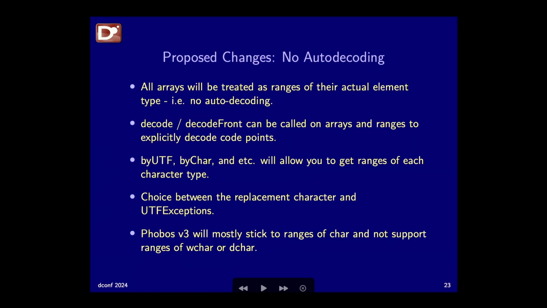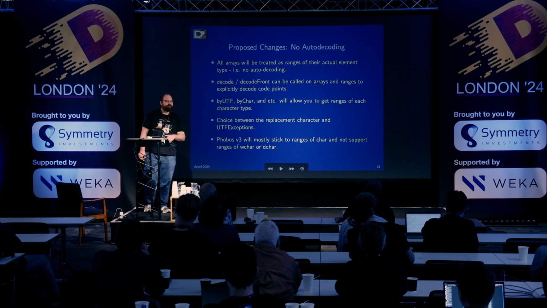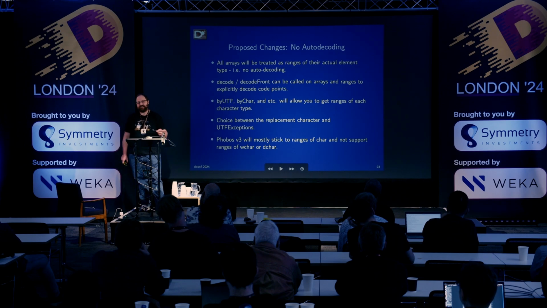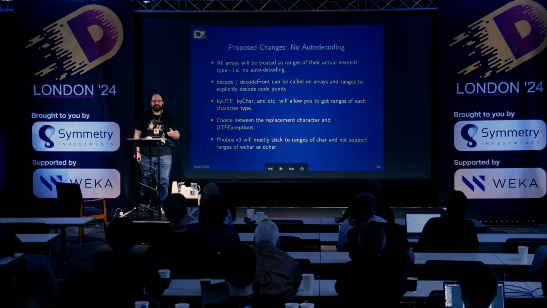As for changes, top of the list is actually one of the main reasons that Phobos v3 was started in the first place. We want to get rid of auto-decoding. So we're getting rid of auto-decoding. So all arrays of char and all arrays of wchar will be ranges of their actual element type. This means that you won't have the decoding going on automatically, you won't have UTF exceptions potentially being thrown from that, et cetera.